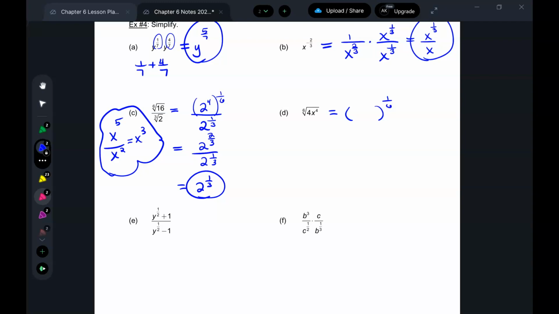Like if this was an 8, I would write 2 to the 3rd power. If this was a 4, I would write 2 to the 2nd power. Well, 1/6. Can you just flip 4 to the second power? You could, but then you wouldn't be able to subtract the exponents if you have a different base. So, yeah, I'm trying to make them have the same base, like 2 to a power.